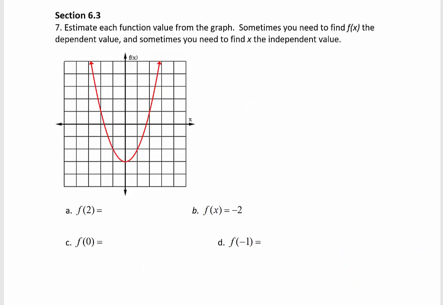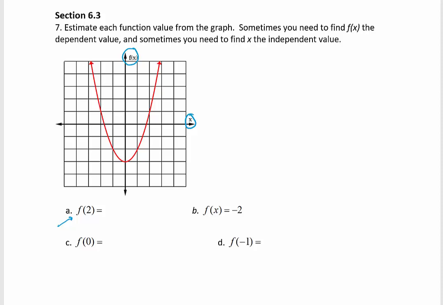Section 6.3, question 7. Estimate each function value from the graph. Sometimes you need to find f of x, the dependent value, and sometimes you'll need to find x, the independent value. So let's take a look here. So here are my x coordinates, and remember in function notation we replace the y coordinates with f of x. So let's see, this is telling us now in question A to find the f of x or function value when our x value is 2.